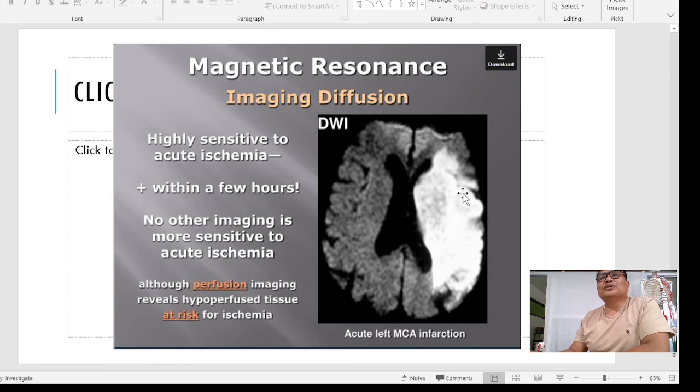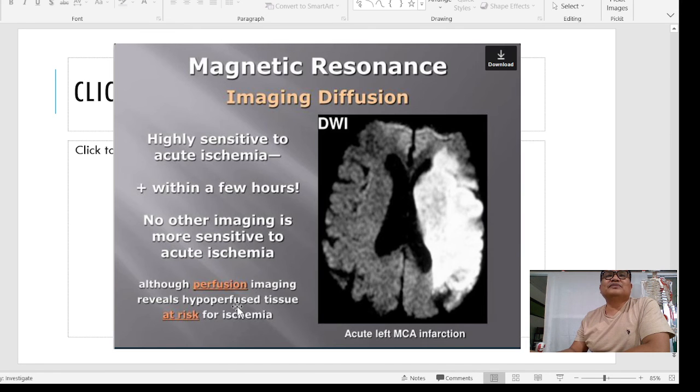So this is now your temporoparietal area. So in MCA infarctions, the parietal is affected, and a little of the frontal. Temporoparietal. You can see it.